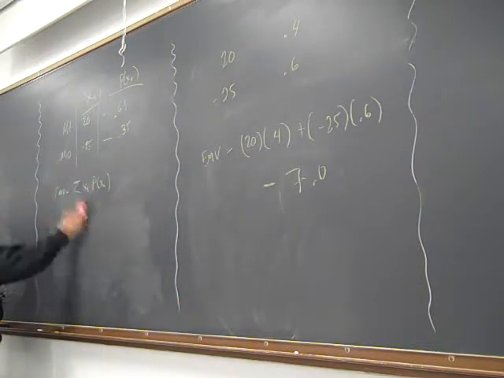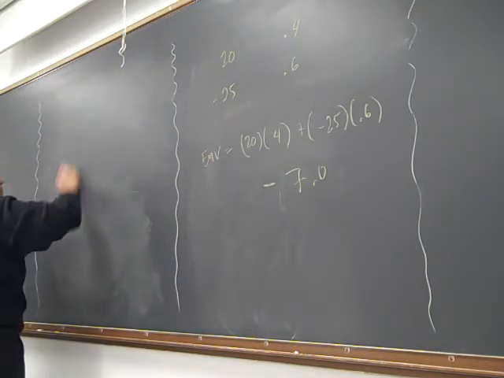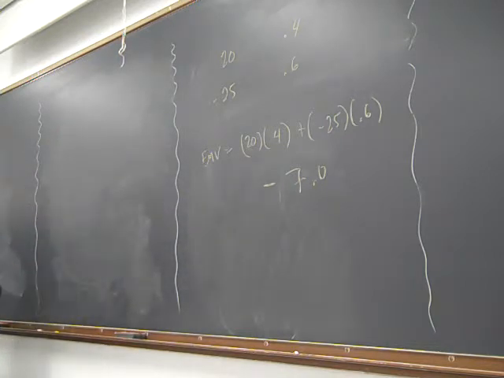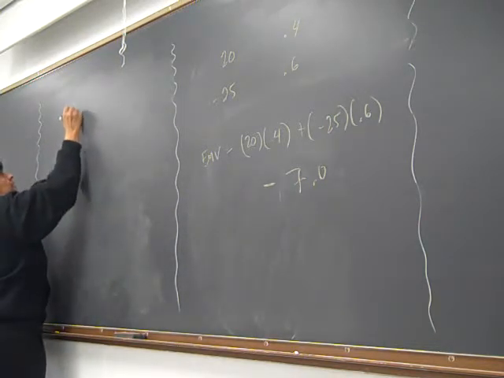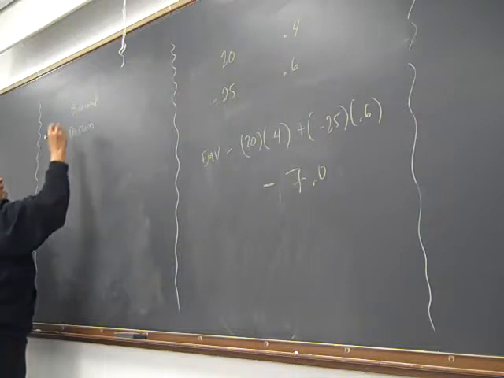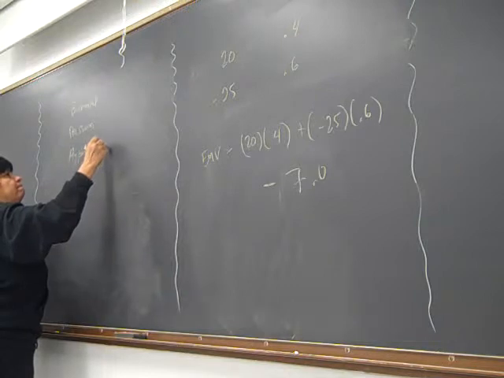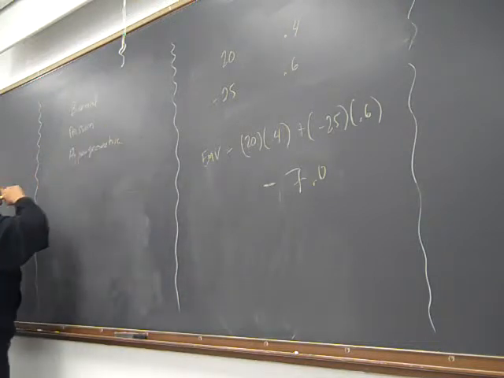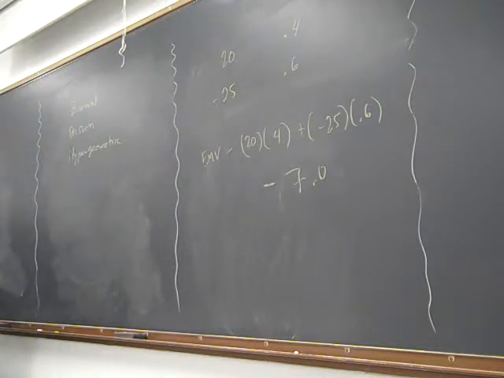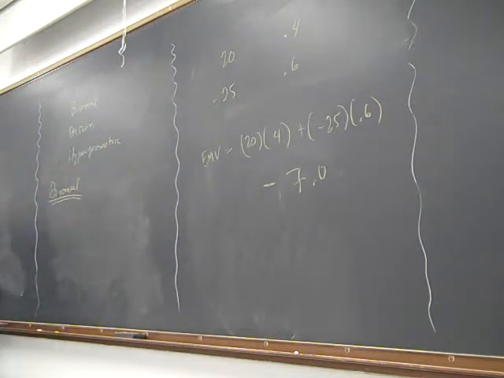Now, in this chapter, there are 3 very important discrete probability distributions that we are going to cover: binomial, Poisson, and hypergeometric. Okay, let's do the binomial distribution. Today we're going to cover the binomial distribution.